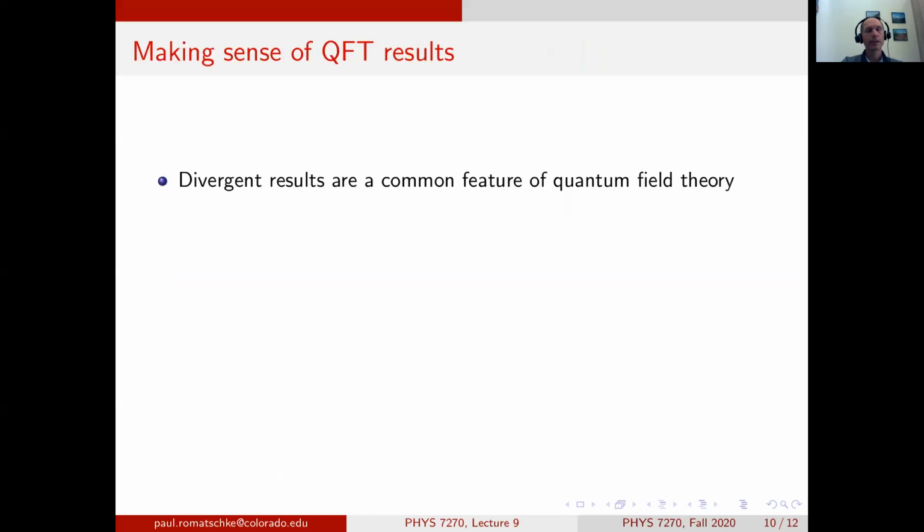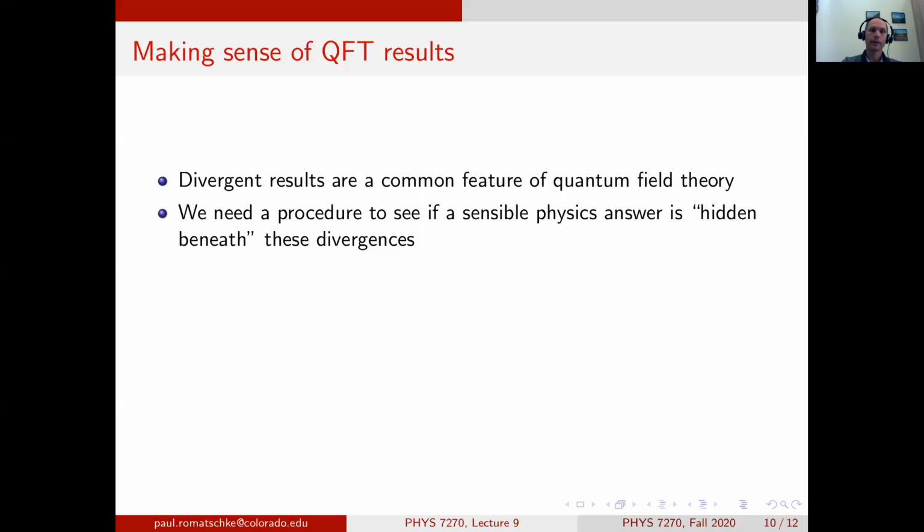This is a standard lesson in quantum field theory. Divergent results are a pretty common feature of quantum field theory. To use quantum field theory as a tool, what we need is a procedure to extract sensible physics that may be hidden beneath those infinities.